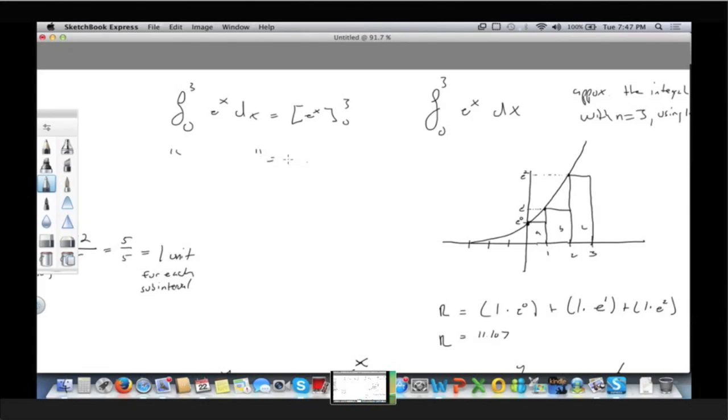Great. Why did you still write an e to the x inside the brackets? Because the antiderivative of e to the x is just e to the x. Yeah, it doesn't usually work that way, but it works out that way for e to the x. Good. Okay, and let's get a decimal answer to that.